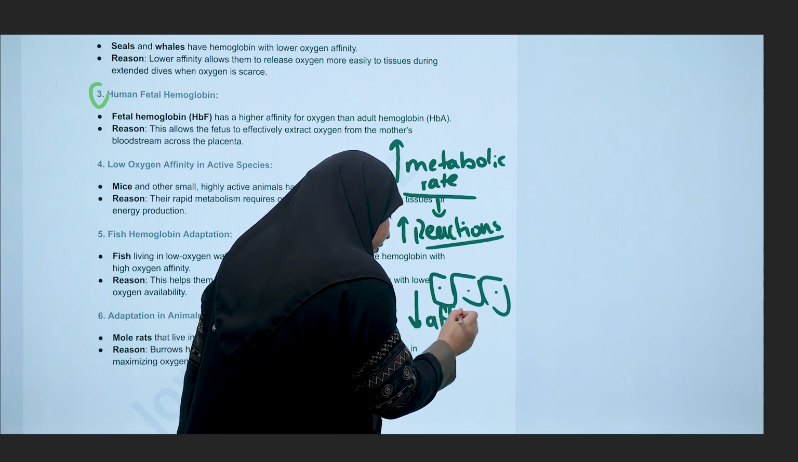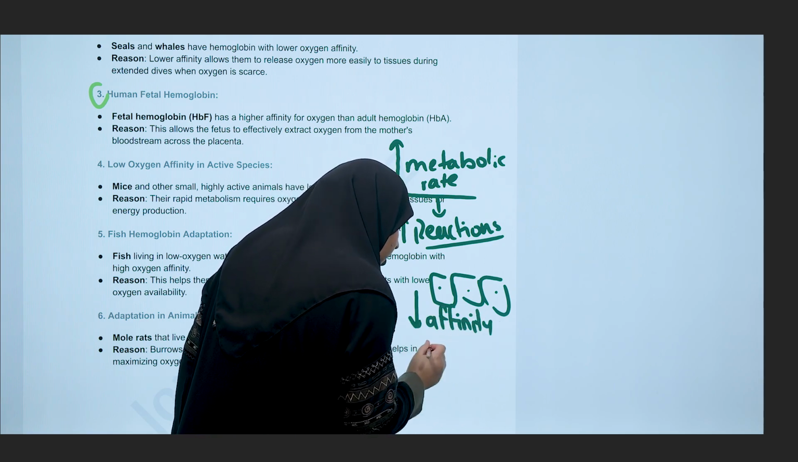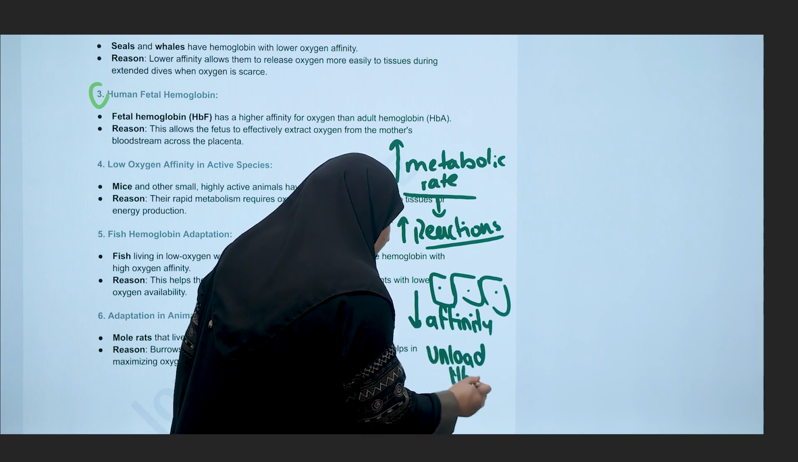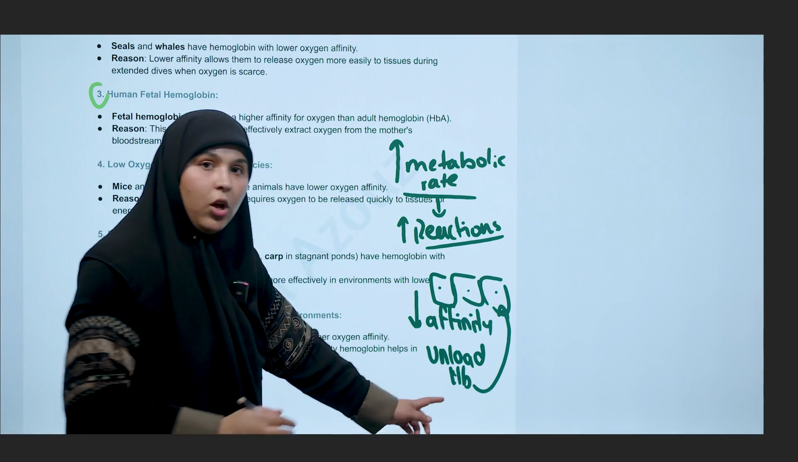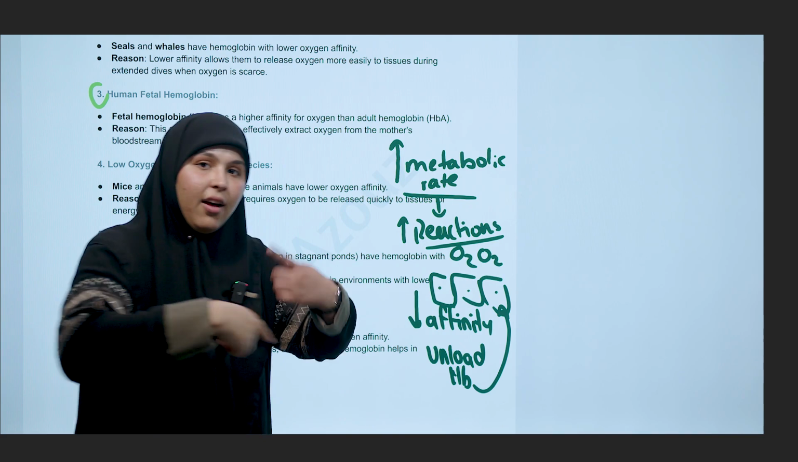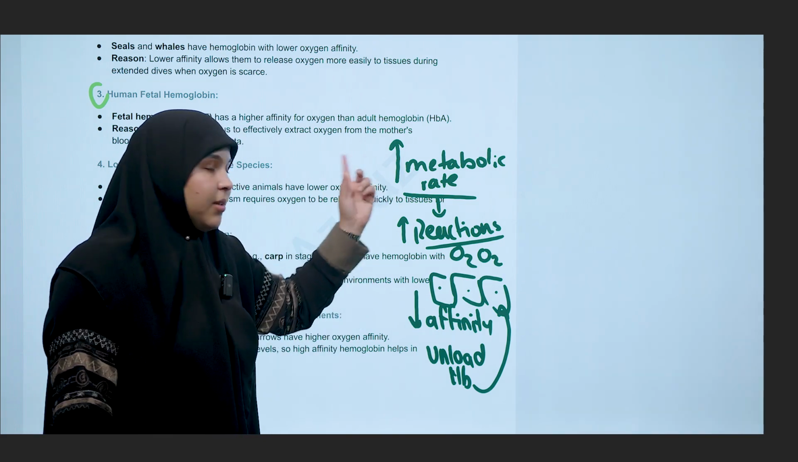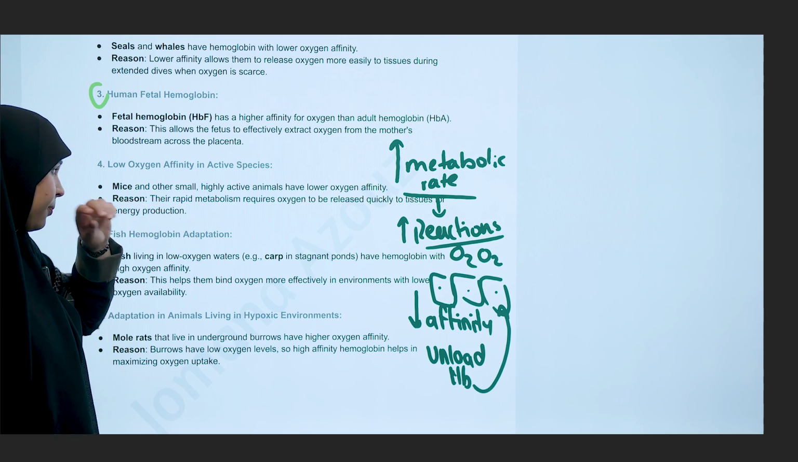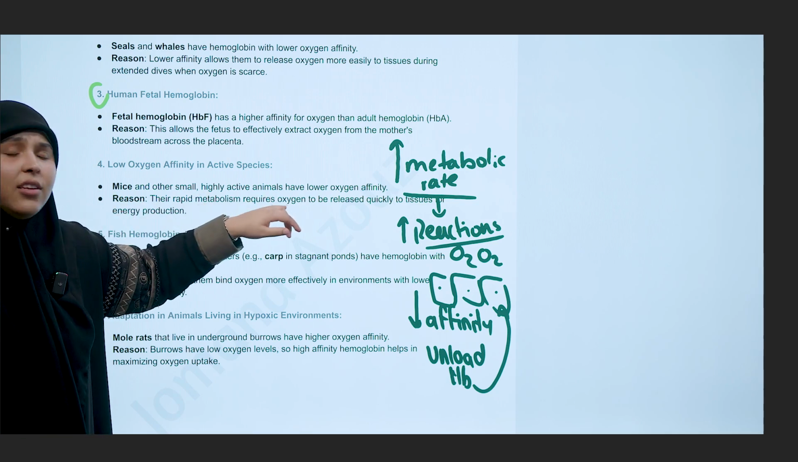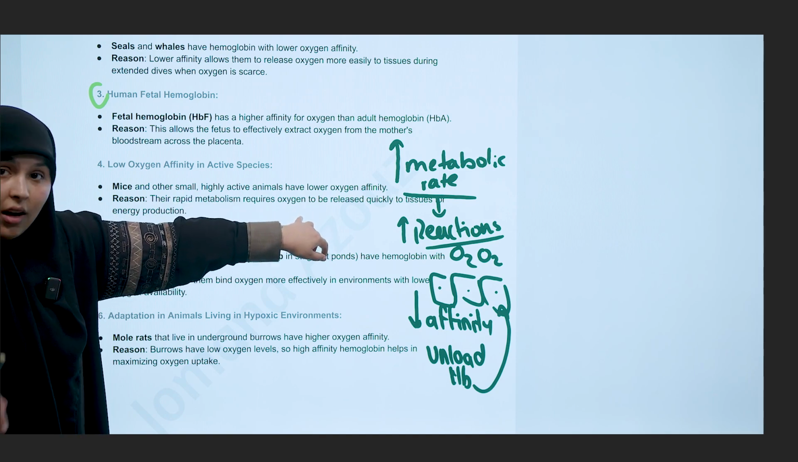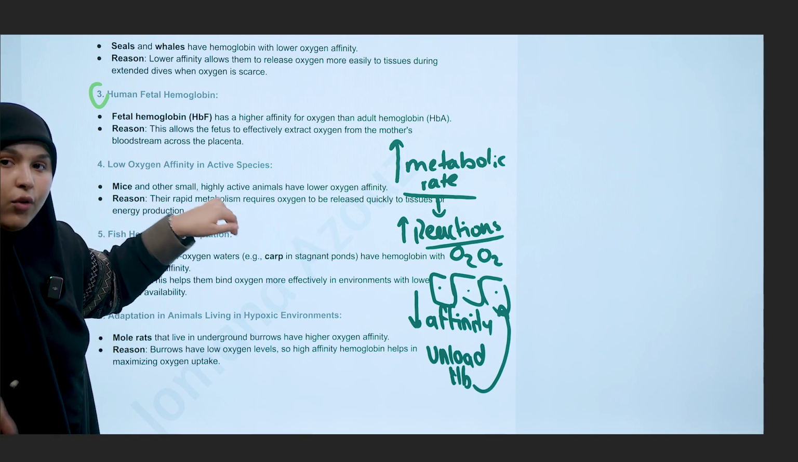Why do I need lower affinity? Because I need to unload the hemoglobin. And unloading of the hemoglobin will cause the oxygen to diffuse into the cells, so they can maintain this high metabolic rate. And this happens in smaller organisms like mice. They are extremely active, so that's why they need more oxygen in the cells. Therefore, they have lower affinity.